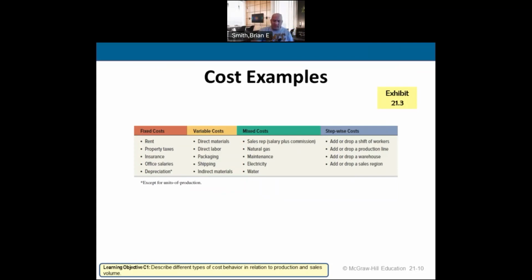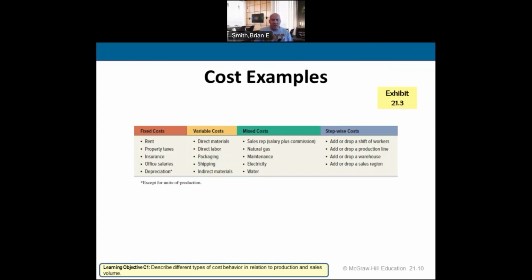The point of this is that you pay in your electric and water bills a fixed cost relative to maintaining the infrastructure, and then you get charged on a per unit basis. If it's water, it's per thousand gallons. If it's electricity, it's per kilowatt hour. And that's how that works. So that's why it's a mixed cost.